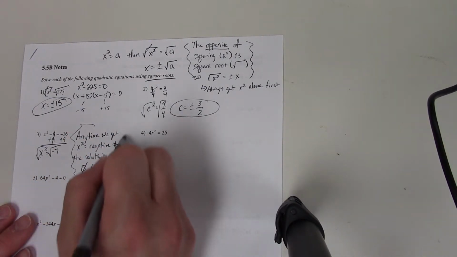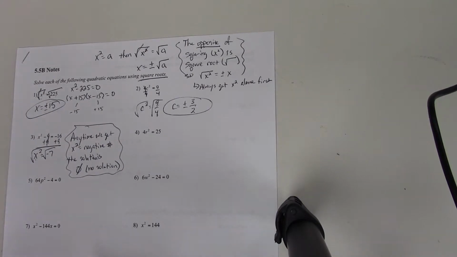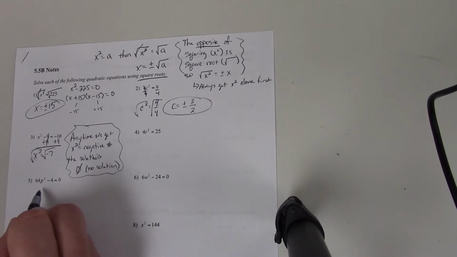And that is true all the way across if we get x squared equals a negative number. So what I want you to do here, I think you can start doing these. Trying to think if there's maybe something else I should do. Let me just try number 5 here.